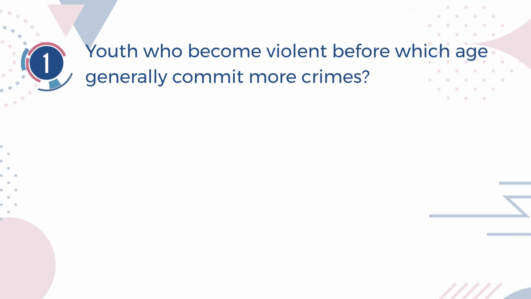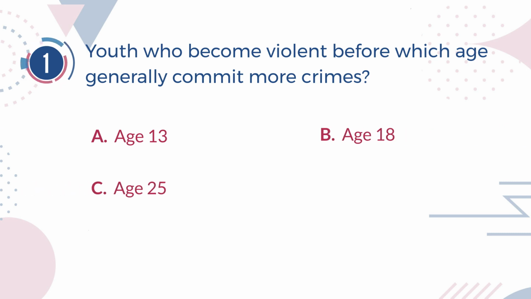Number 1. Youth who become violent before which age generally commit more crimes? A. Age 13. B. Age 18. C. Age 25. D. Age 27.